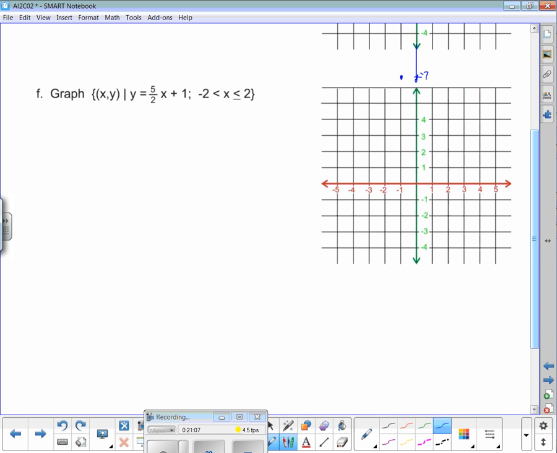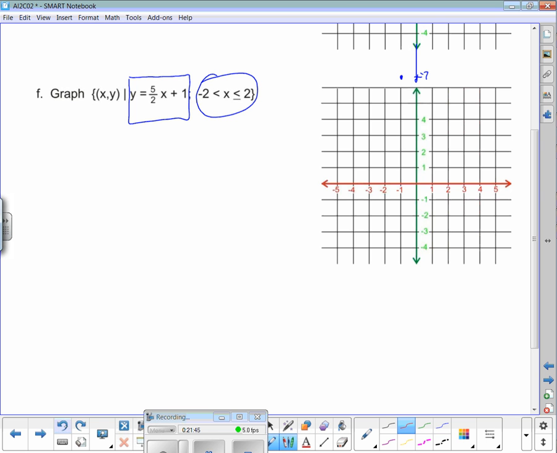In this one, we've got set builder notation: graph all the xy pairs such that y equals 5/2 x plus 1, with -2 less than x less than or equal to 2. All right, we should remember this from doing conjunctions. This is conjunction notation, so you have to understand already what this means.